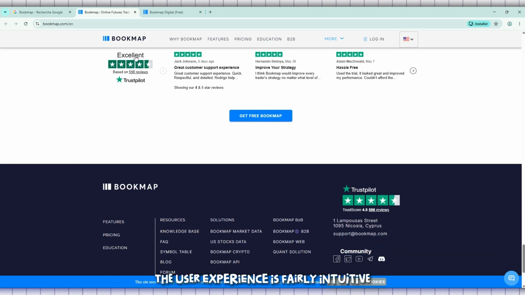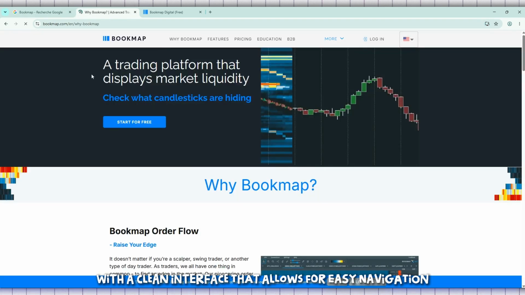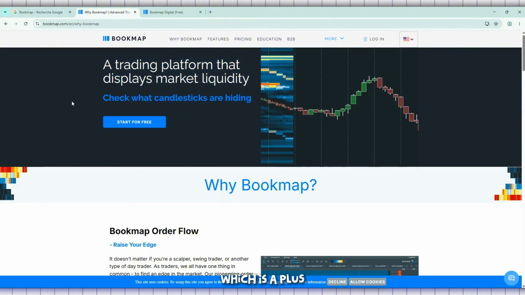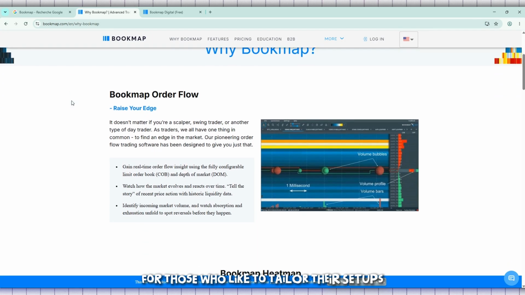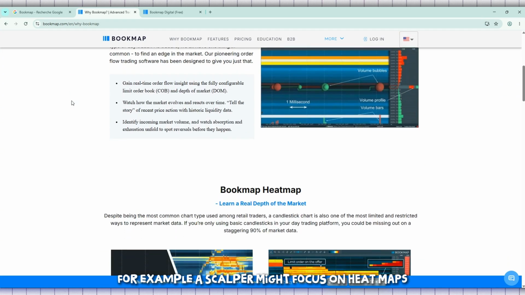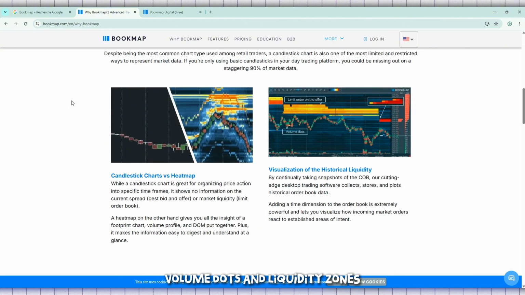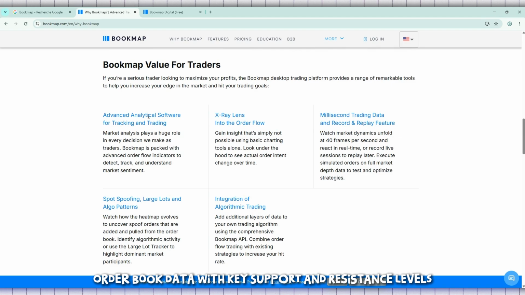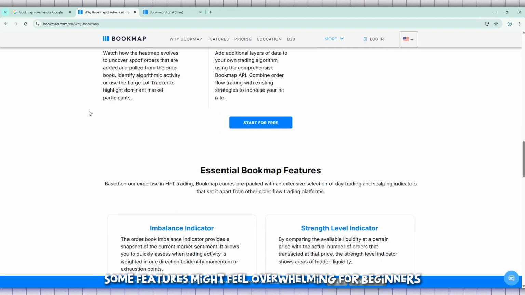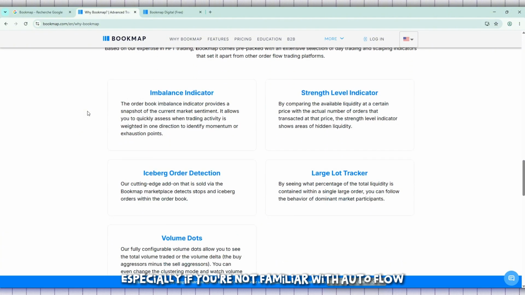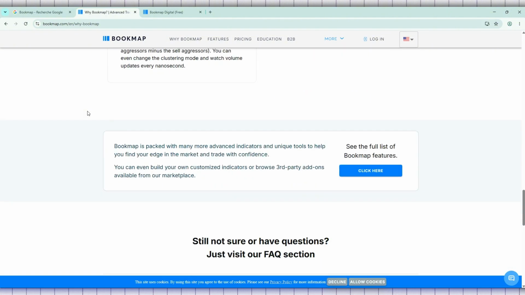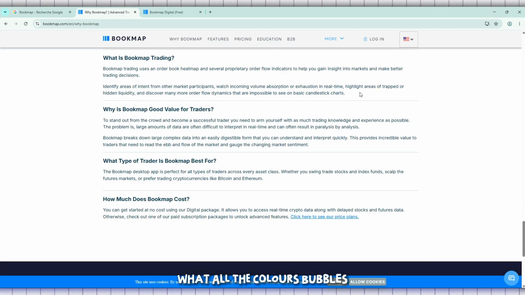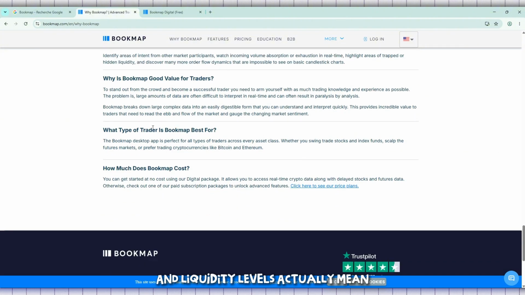The user experience is fairly intuitive, with a clean interface that allows for easy navigation. You can customize your charts and indicators, which is a plus for those who like to tailor their setups. For example, a scalper might focus on heat maps, volume dots, and liquidity zones, while a day trader might combine order book data with key support and resistance levels. However, some features might feel overwhelming for beginners, especially if you're not familiar with order flow trading. If you're coming from a simple charting platform, it may take some time to understand what all the colors, bubbles, and liquidity levels actually mean.